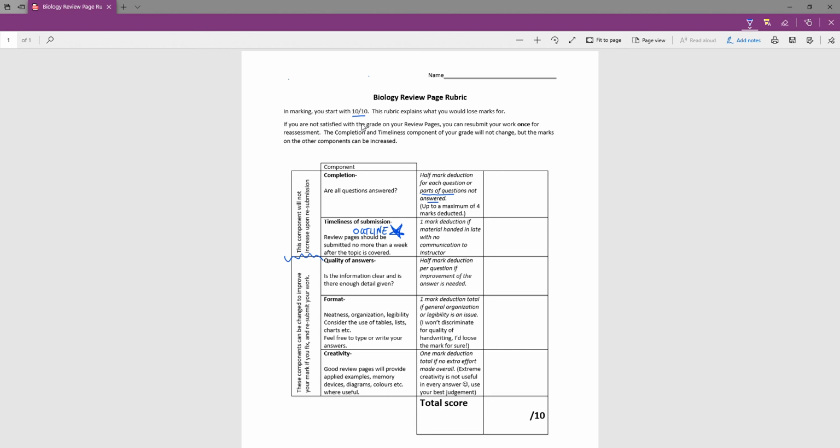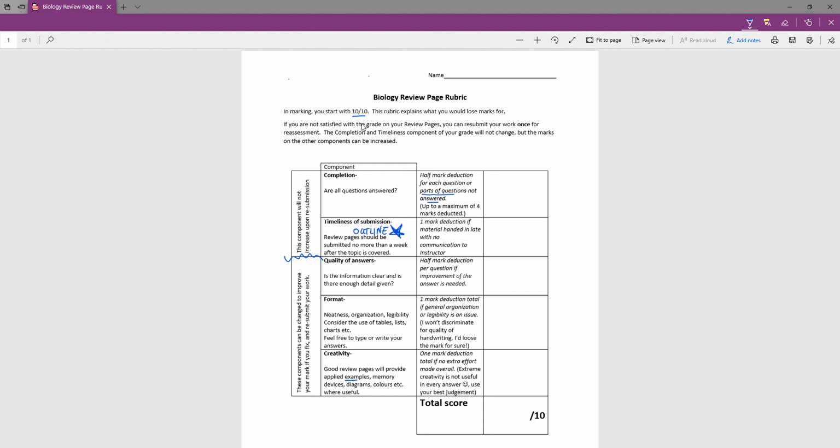The last part is creativity. Good review pages will provide applied examples, memory devices, diagrams, colors, etc. where necessary. What these are supposed to do is really help you synthesize that information. If there's no extra effort made overall, there is a 1 mark deduction, but I'm also not looking for extreme creativity for every answer. Sometimes it's just define this term, but maybe in that case, the use of an example might be useful to you. So that's the way the rubrics work.